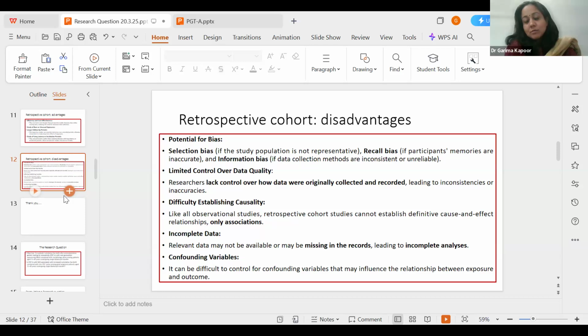And then definitely there are confounding variables. So in the end, all said and done, though RCTs are the pinnacle of our research and the best way to do it, it may not always be possible. And in certain situations with such a large amount of data, these kinds of studies also help us get the answers we want.